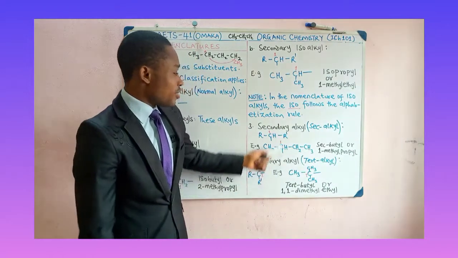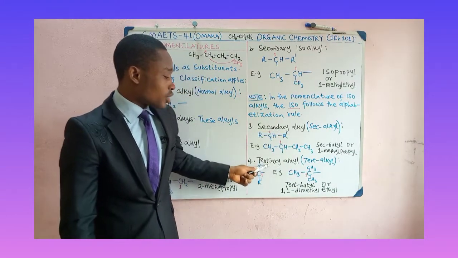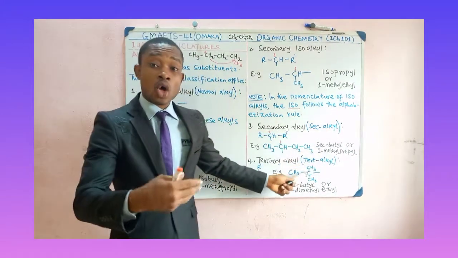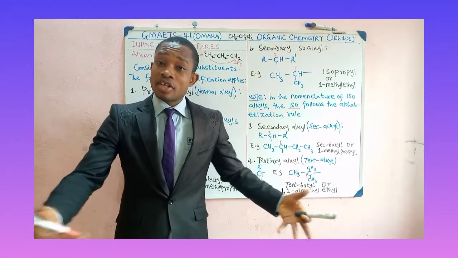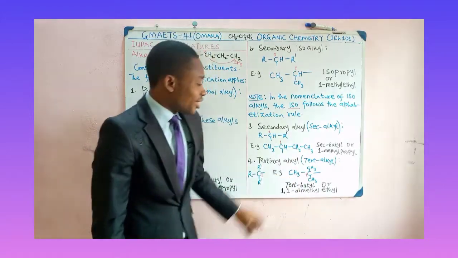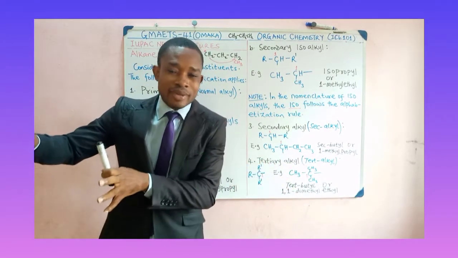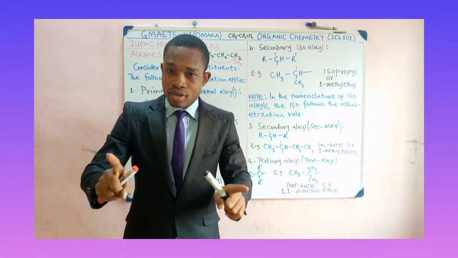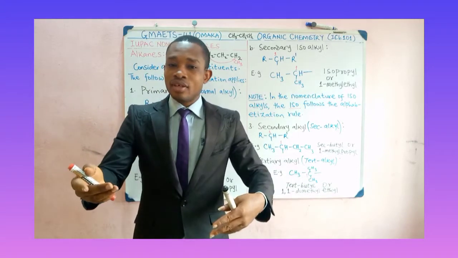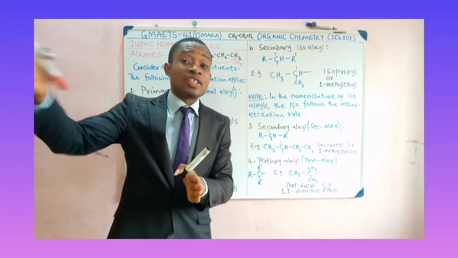If you're dealing with secondary alkyl or tertiary alkyl, that is sec alkyl or tert alkyl, the sec or the tert is dropped in alphabetization. You don't consider it. Just like you have di, tri, tetra. You don't consider them in alphabetization order.